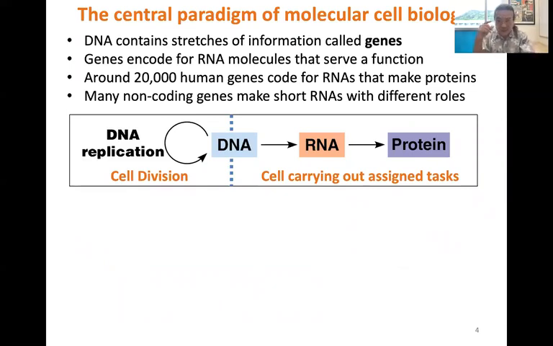Right? So let's shift gears a little bit and talk about, now that we've been learning about DNA and how it's packaged and the idea that DNA contains information, let's build on that. Let's get a better understanding of the significance of that information. So DNA contains stretches of information that we call genes. Genes encode for RNA molecules that serve some sort of function.